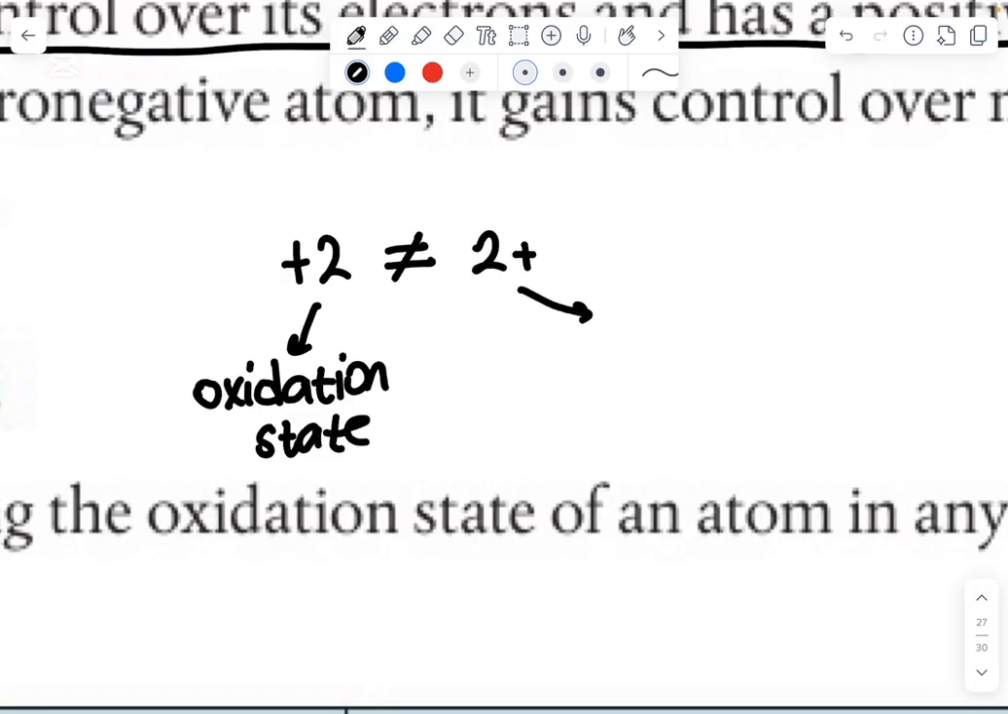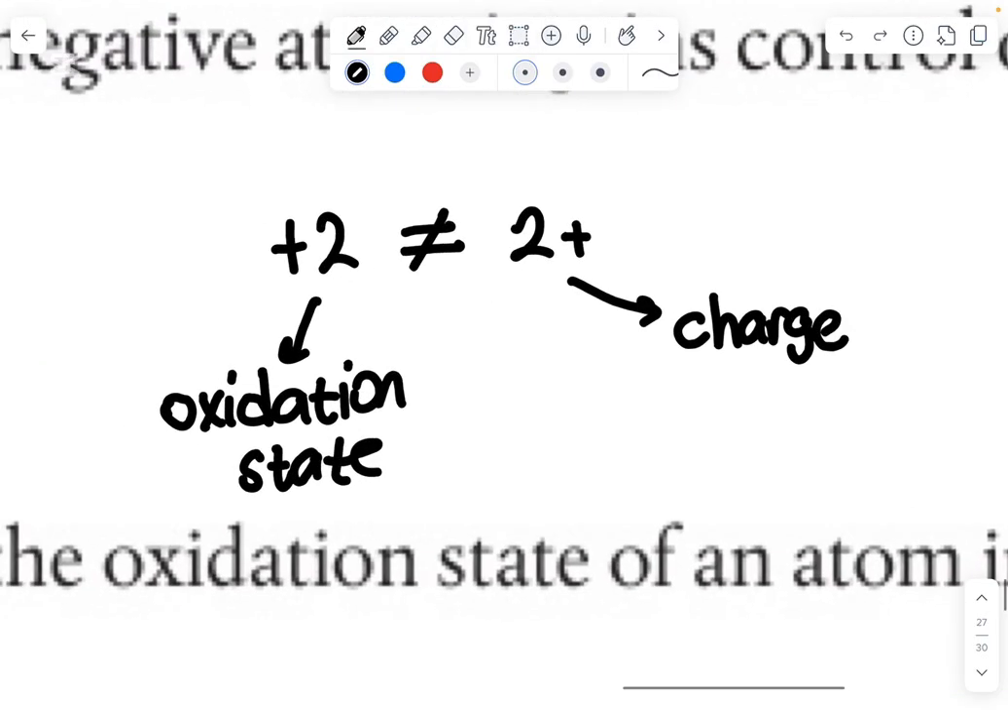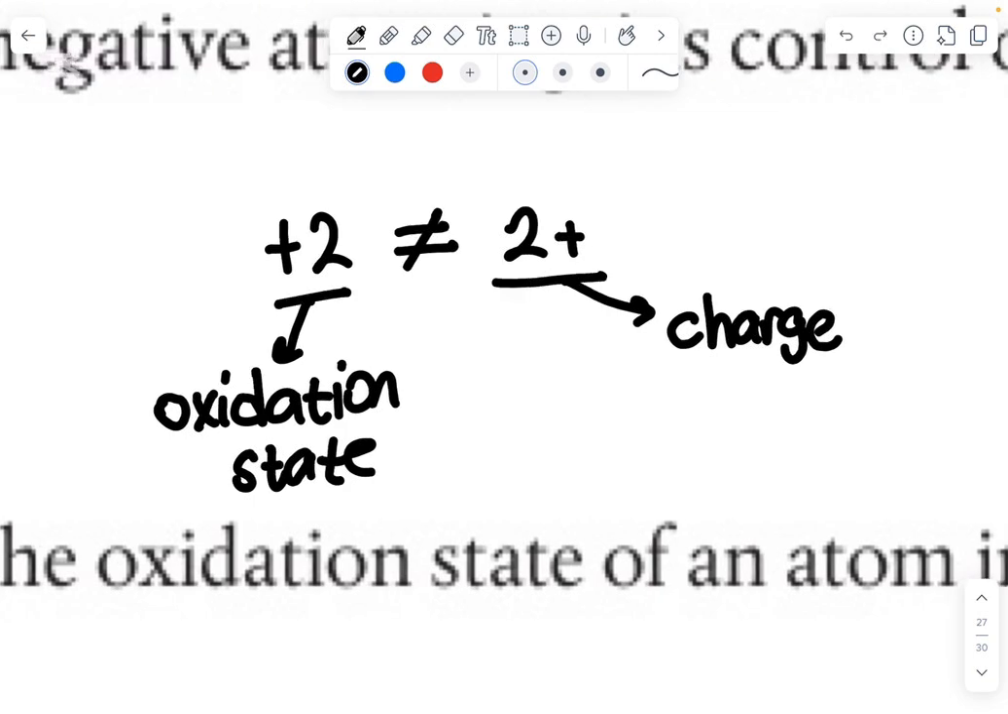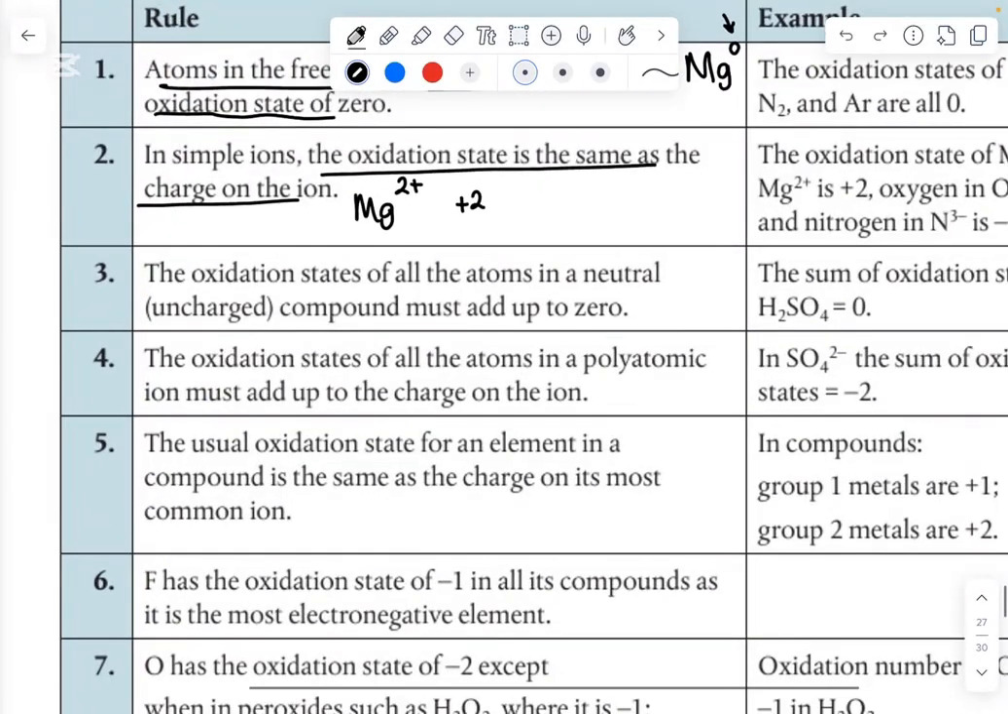And this describes the charge. We have to be very careful when writing these down because these two are completely different, and the IB is very strict about the differences between the two. The oxidation state of all atoms in a neutral uncharged compound must add up to 0.